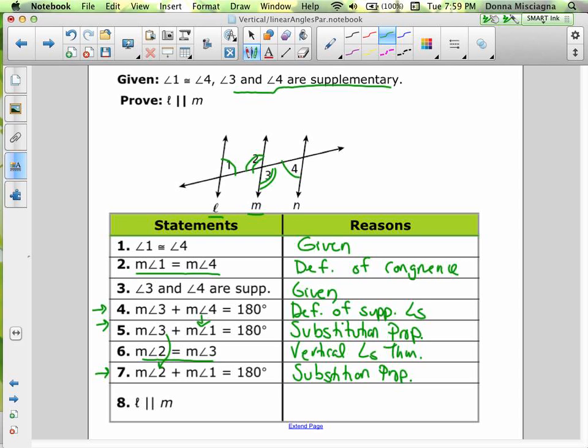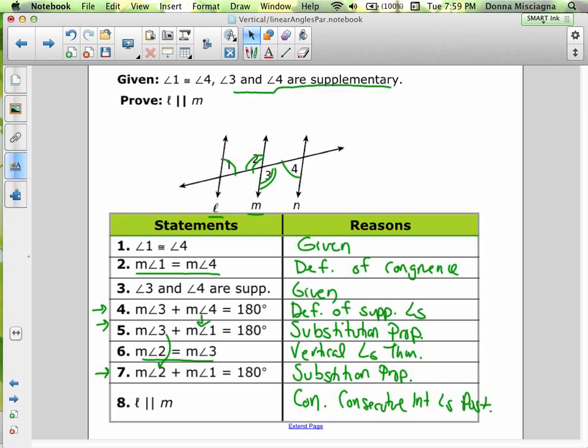Right? We've got some vertical angles with angle 2 and angle 3, and we know things about angles 3 and angle 4. Right? So we've got angles that are in between those lines. It makes sense to try to prove that line L is parallel to line M using the converse of the consecutive interior angles postulate. And there we have it. Right? So we've proven the lines parallel, using our given information and connecting it to ultimately be able to show what we want to prove is true.